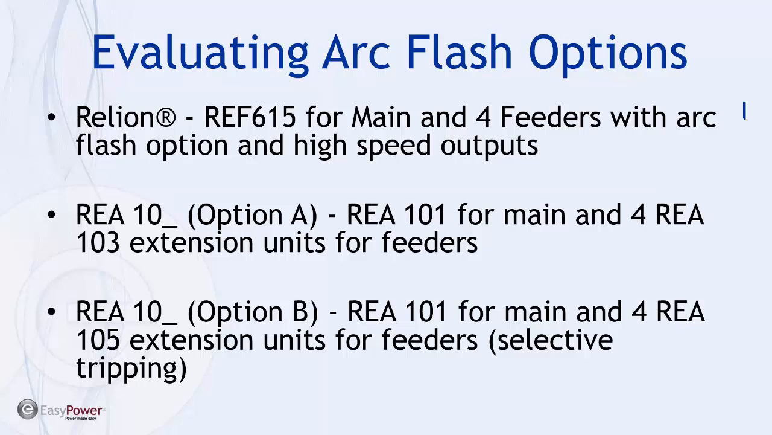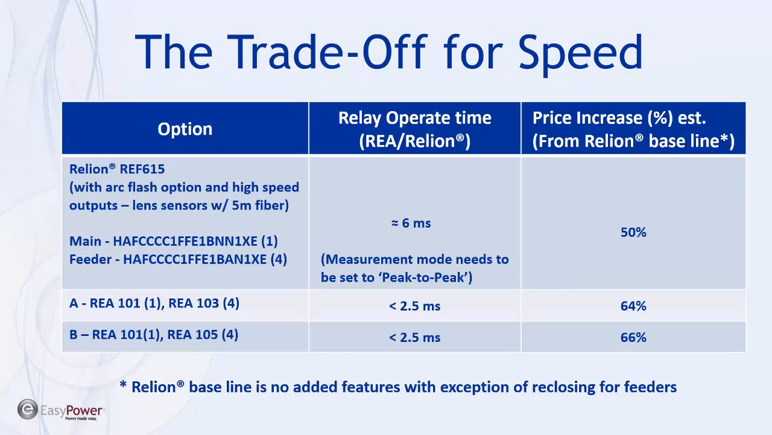So what we're going to do is look at the trade-off between the speed that we get with these 3 scenarios versus the relative price increase. As you can see here, we're going to establish a baseline for a customer wanting to buy Relion. It includes no added features with the exception of reclosing for feeders.